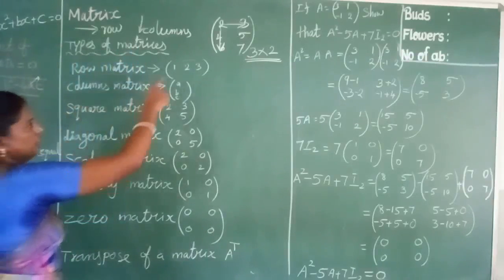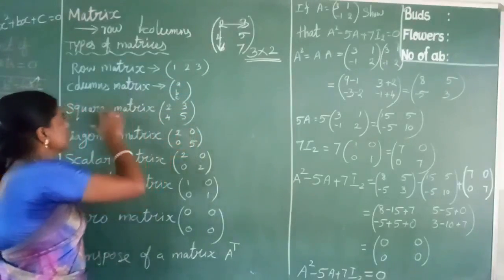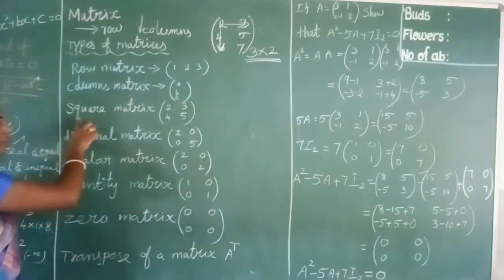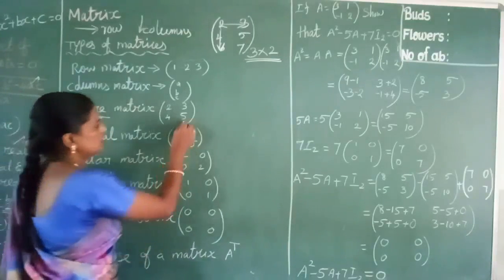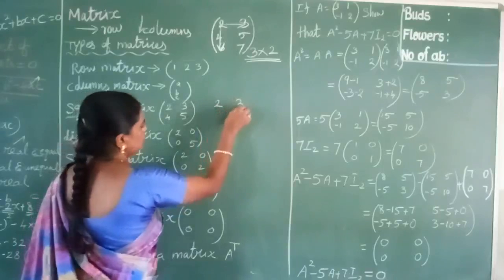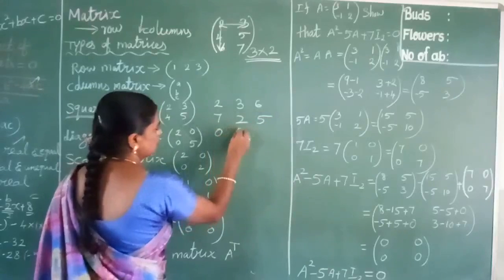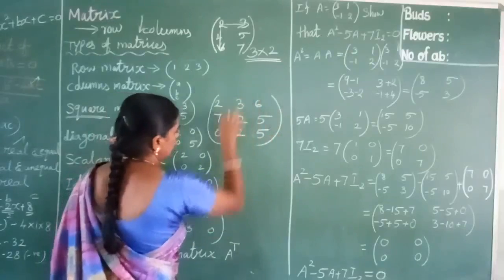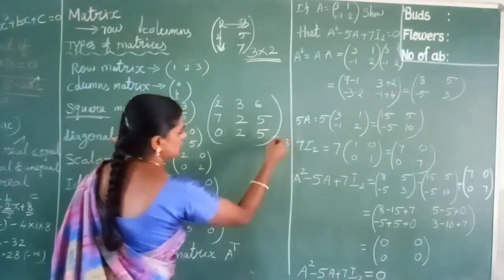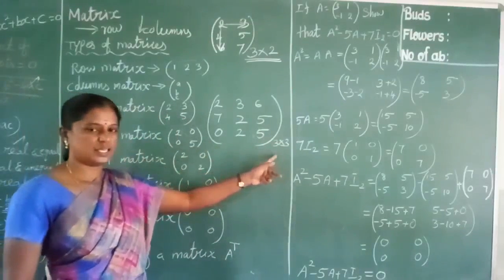Row matrix: only one row, that is a row matrix. Only one column, that is a column matrix. Square matrix: what is the meaning of square? Both are equal. The number of columns and number of rows are equal. So that is 2 by 2 or 3 by 3. Here 1, 2, 3 and 1, 2, 3, so 3 by 3. So that is a square matrix. Number of rows and number of columns are equal.